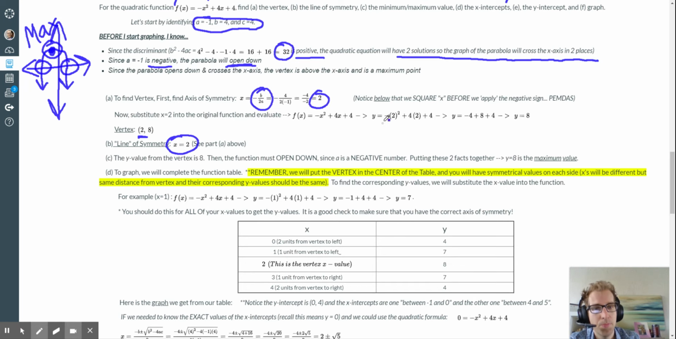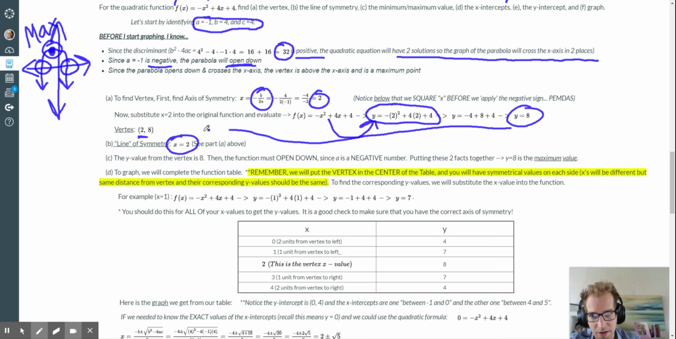And then we would plug in 2 into the function, like what we did there. And we end up seeing that y is 8. So that means that 8 is the corresponding output for when x is equal to 2. So your vertex is 2 comma 8. The y value from the vertex is 8. So that's our y value.